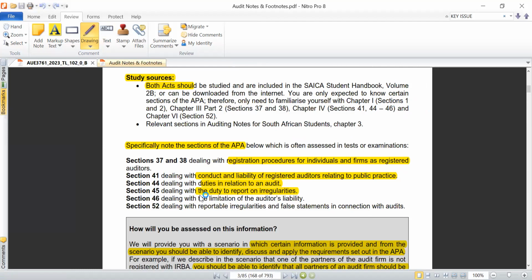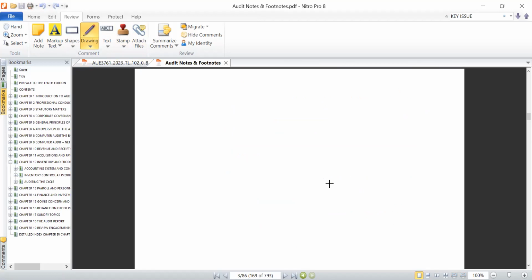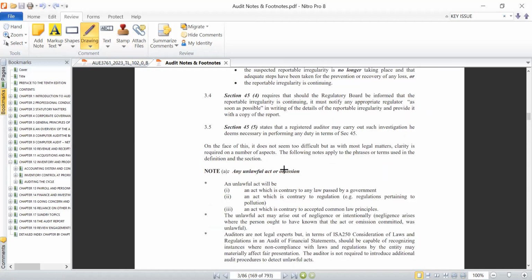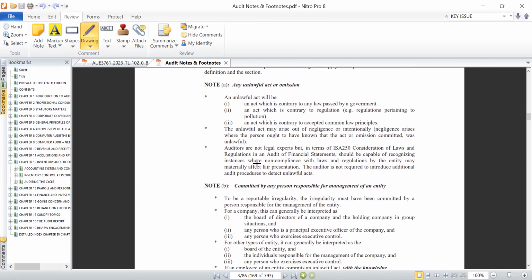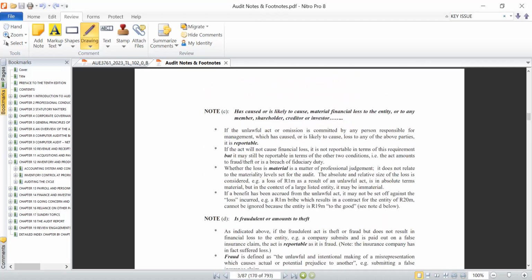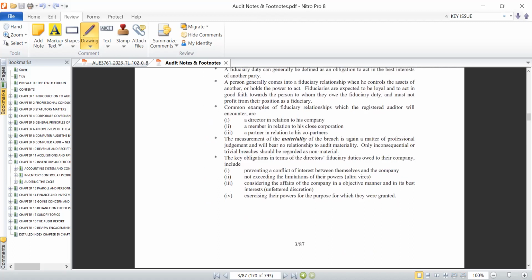Then if you go to section 46, let me go to section 46. It deals with the limitation of the auditor's liability. In as far as our responsibilities are concerned, there are certain things we can do, but there are certain things we cannot do. So that's the limitation of our liability. Now let's have a look at that. All right, so here they are still continuing exploring further on section 45, but I'm not going to do that because it's really the same things I was explaining earlier, even with illustrations on the whiteboard. So I'm going to quickly go straight to section 46.